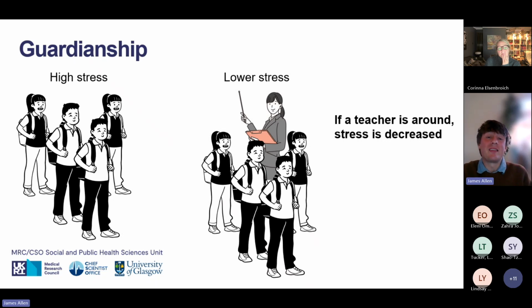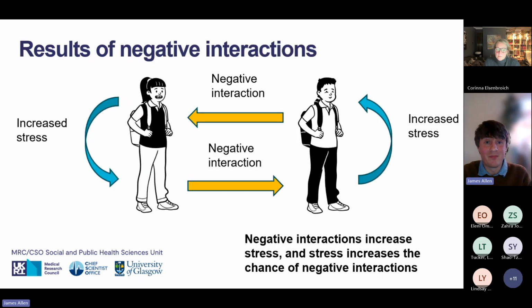We also have guardianship. So this idea that basically teachers might affect how individuals feel. So on the left here, they have high stress because they're all together crowded and there isn't a teacher. And on the right, there is a teacher and it's decreased stress. So if a teacher is around, stress is decreased. And so what we can have in our model is the location of a teacher is very important in terms of what the stress of the student body feels.